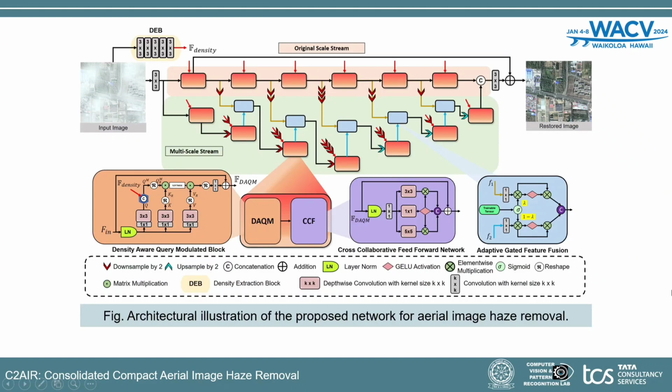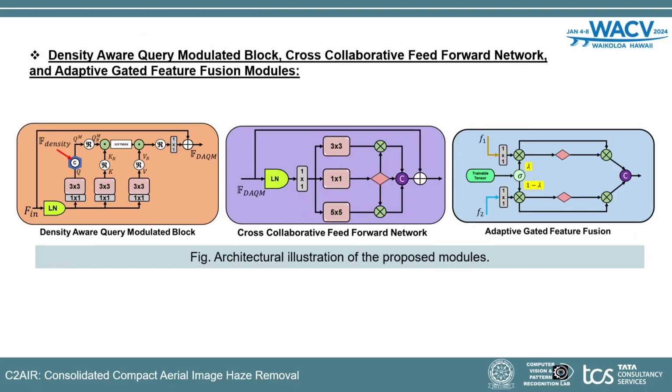We propose a consolidated compact transformer-based network for aerial image haze removal. It has two subpaths. The upper path processes the images on their original scale, and the lower path has access to multi-scale features as well as coarse outputs of the previous path. The main contributing elements of the proposed network are the density-aware query modulated block, cross-collaborative feed-forward network, and adaptive gated feature fusion.